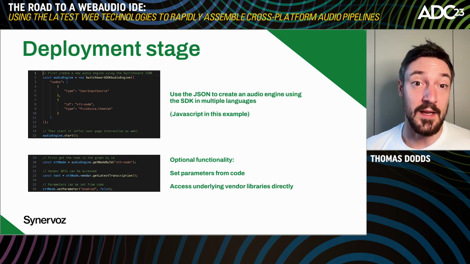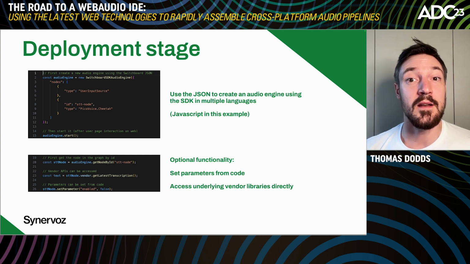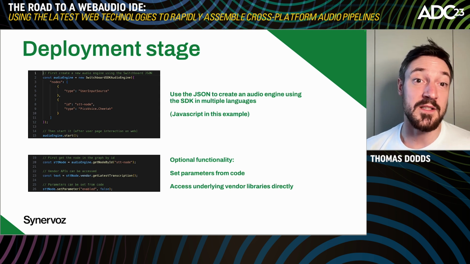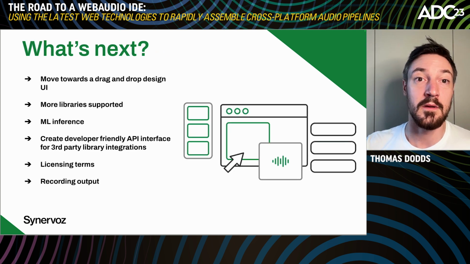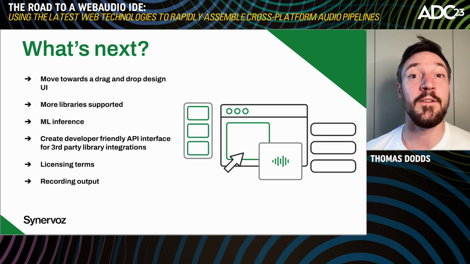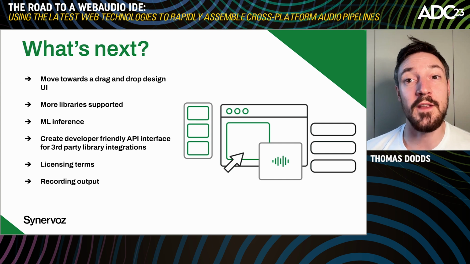So in this example, here we get the latest example from the Pico Voice Cheetah node as text, which can be used elsewhere in our application. And then for the example, we then set a parameter on that node to disable speech-to-text transcription from that point onwards.